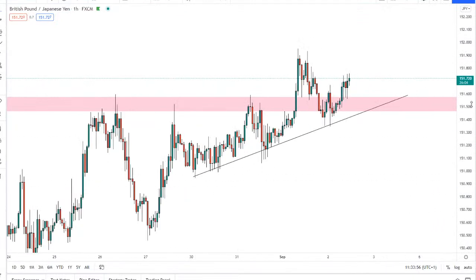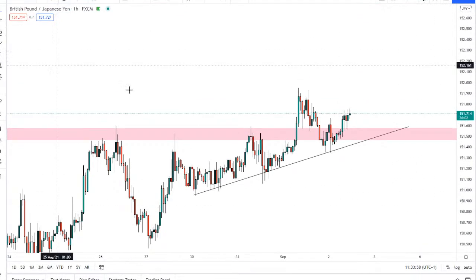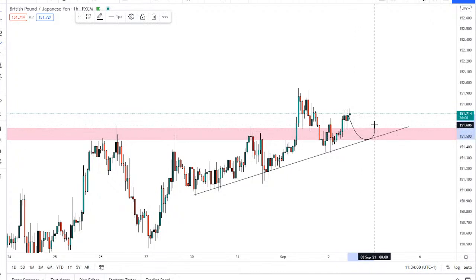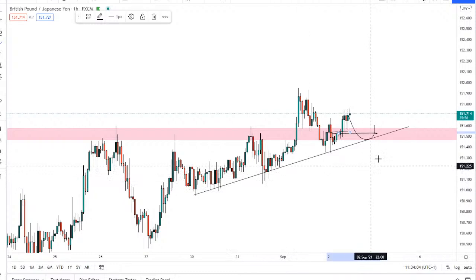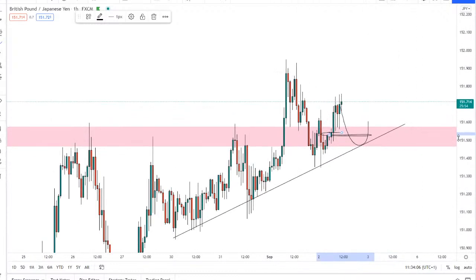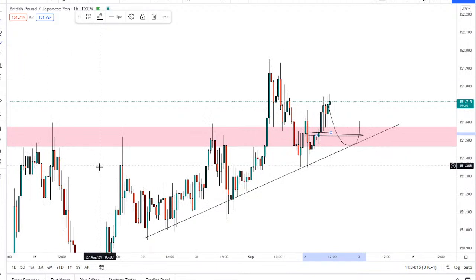I think if pound JPY was to come back into this trend line here again, with the confluence of this level here at 150, 151.500, even a nice psychological level there as well, the midpoint between 152 and 151, I think I will be looking for buys actually, to be honest, with you guys.